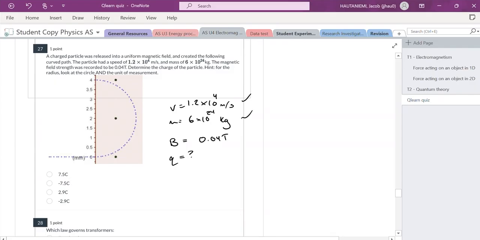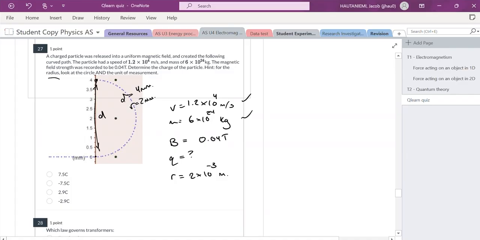For this question, we need the radius, which we can determine from the unit of measurement. If we go from 0 all the way up to 4, that's clearly the diameter. So the diameter is equal to 4 millimeters, which means the radius must be 2 millimeters, right? But we must convert that as well to meters. So millimeters, 10 to the negative 3. There we go.